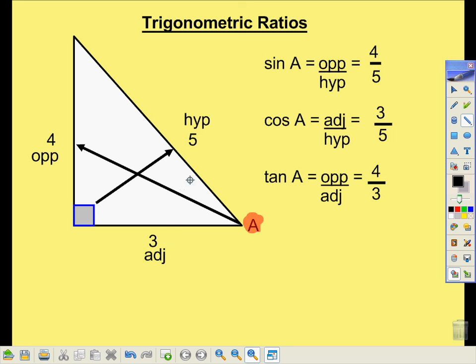Last little thing too is always notice that the hypotenuse is the largest side in this whole thing. So right here, if you look at this, the 5 is the largest side.